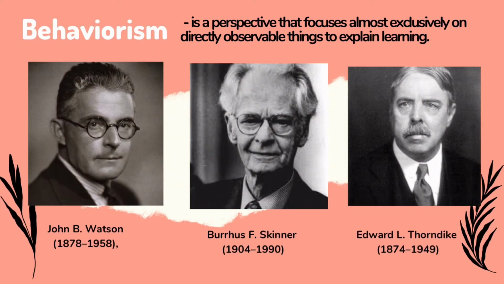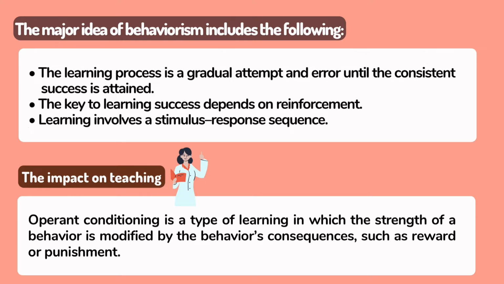So, behaviorism is a perspective that focuses almost exclusively on directly observable things to explain learning. The main representatives of behaviorism include John B. Watson, Boris F. Skinner, and Edward L. Thorndike. The major ideas of behaviorism include the following. First, the learning process is gradual attempt and error until consistent success is attained. According to Thorndike, learning takes place by trial and error. Some people call it learning by selection of the successful variant.